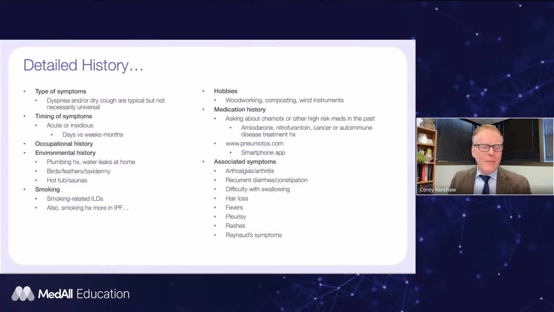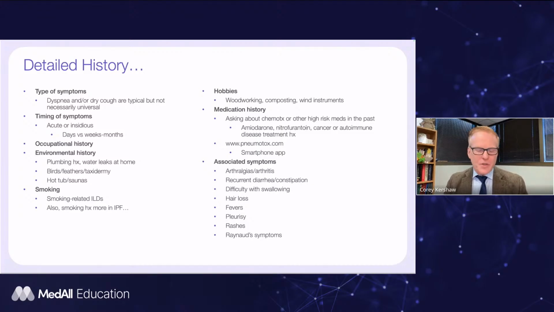A very thorough medication history is necessary, not just what their current medications are, but what their past medications are. I've listed some of the more common medications there. I always ask about amiodarone. I always ask about chronic urinary tract infections where someone may have taken nitrofurantoin for weeks, months, or years as a suppressive antibiotic. And then I always ask about other autoimmune diseases or cancer history, because a lot of the medications we use for those diseases can lead to lung fibrosis.